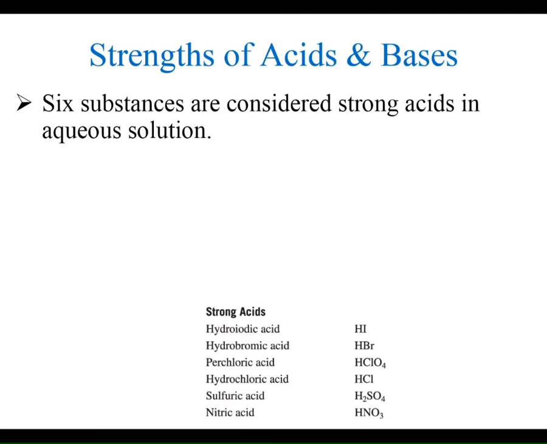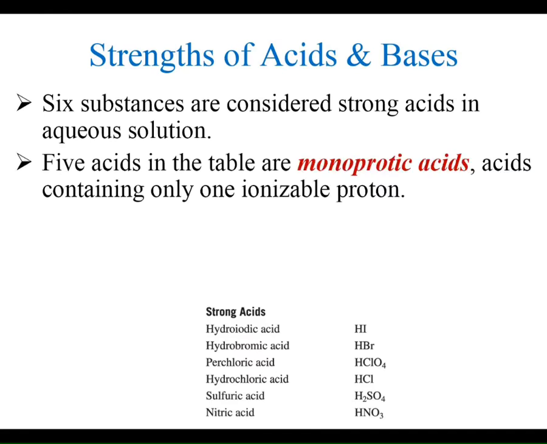So any other acid you've ever heard of, citric acid, whatever you heard of, they must be weak because it's not one of those six. Now you notice five of these are what we call monoprotic because they only have one proton. They only have one H. So we call those monoprotic acids.